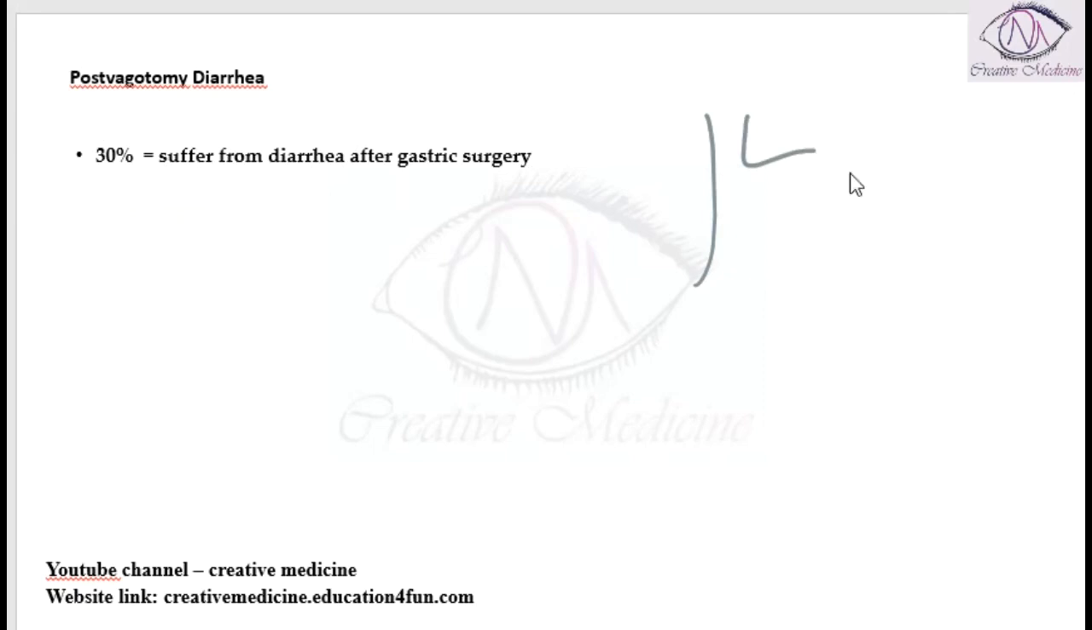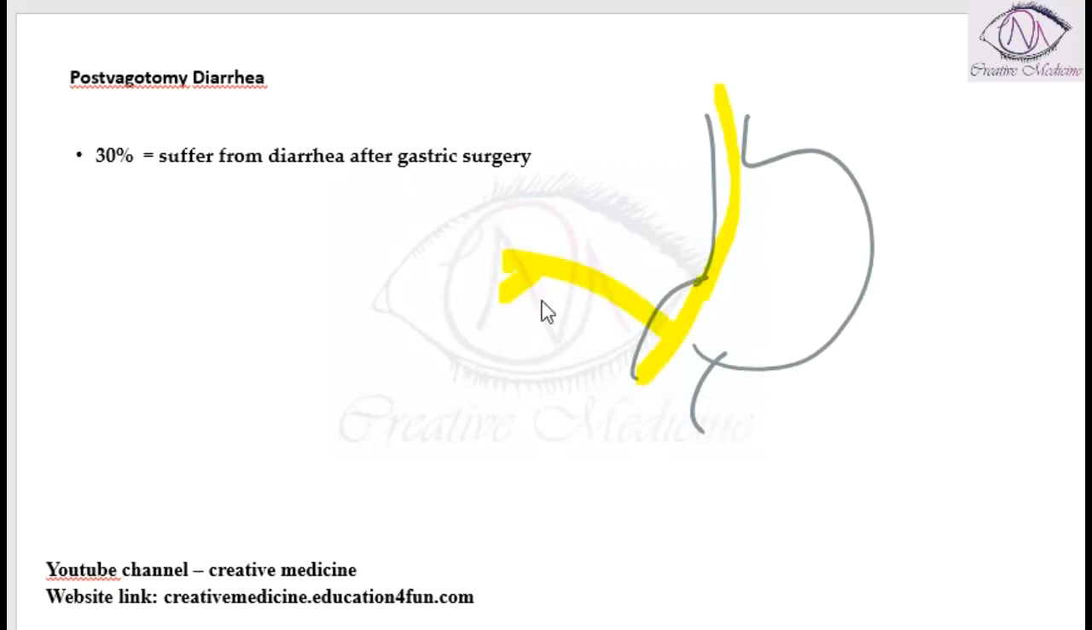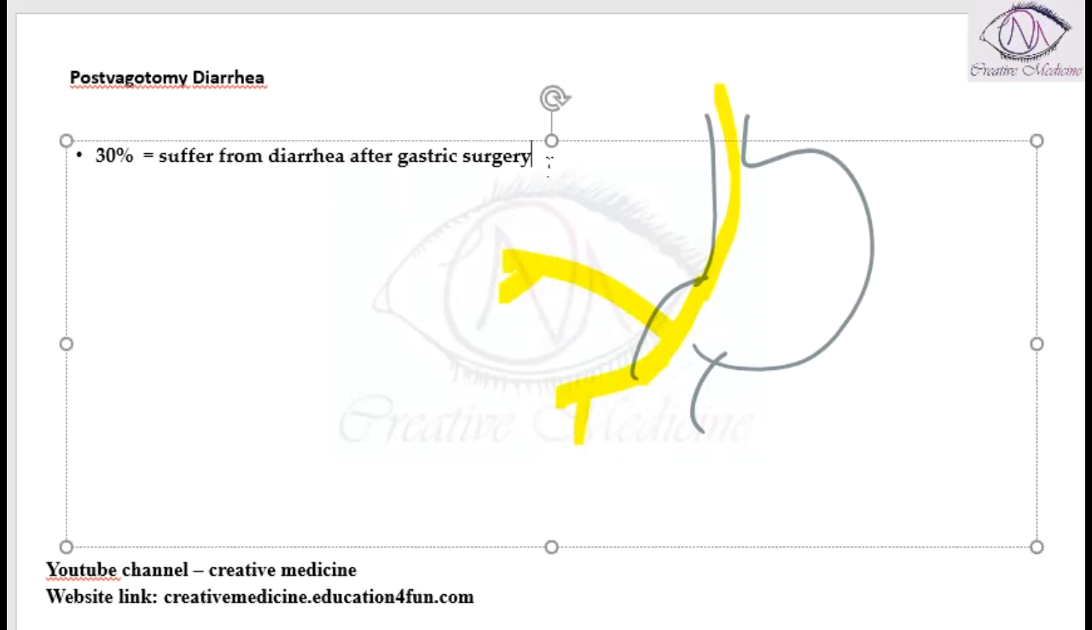Actually, if you remember, if this is the stomach, the right and left vagus, both of them will give a hepatic branch, and they will give a branch to the celiac plexus. This branch to the celiac plexus is necessary for controlling the gastric motility, that is, for sympathetic supply. But whenever you do a truncal vagotomy, both of these are lost. So as a result, the patient will have diarrhea.